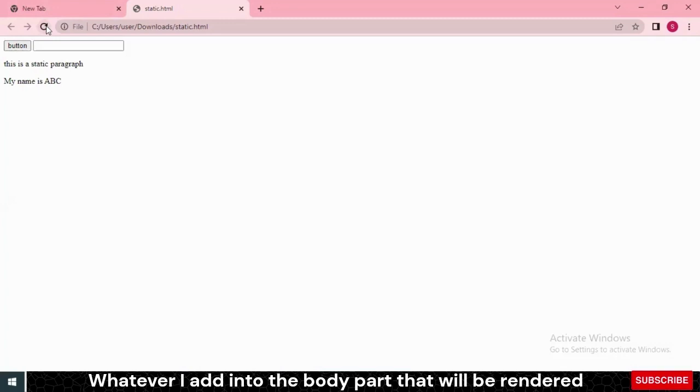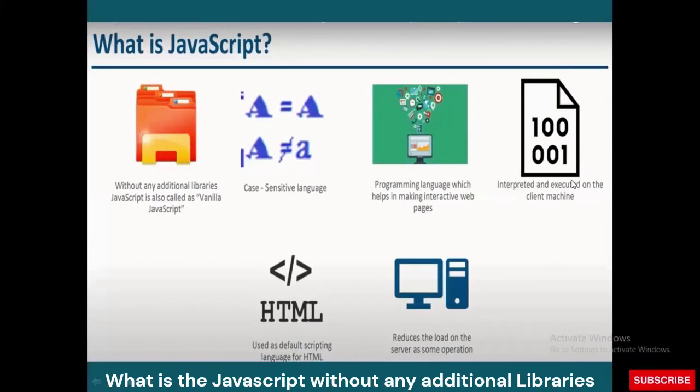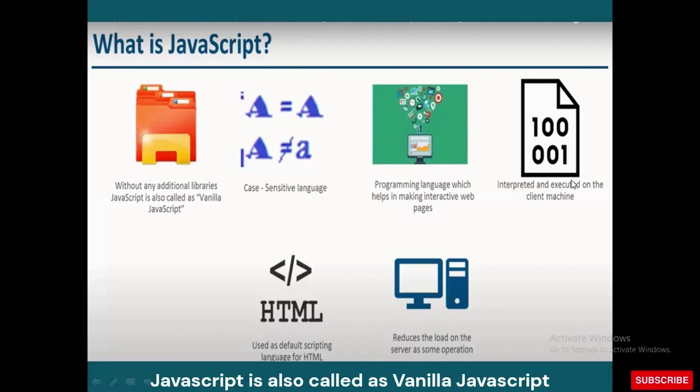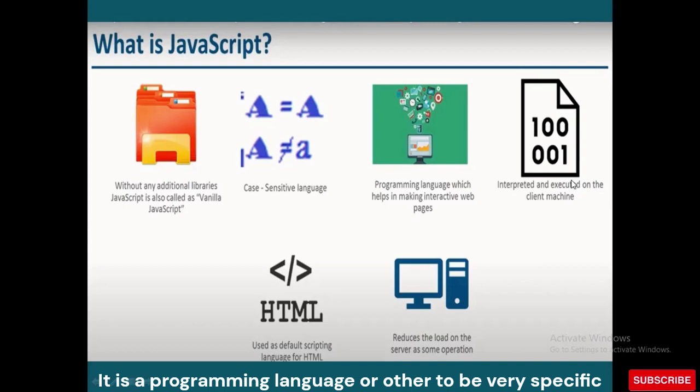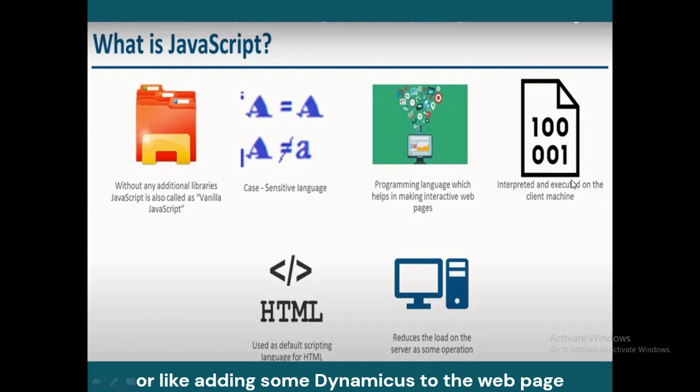Whatever I add into the body part will be rendered, and that's why we want to add something called JavaScript. So what is JavaScript without any additional libraries? It is also called vanilla JavaScript. It is a case-sensitive language. It is a programming language, or to be very specific, a scripting language which helps us in making interactive web pages, or adding some dynamism to the web page.